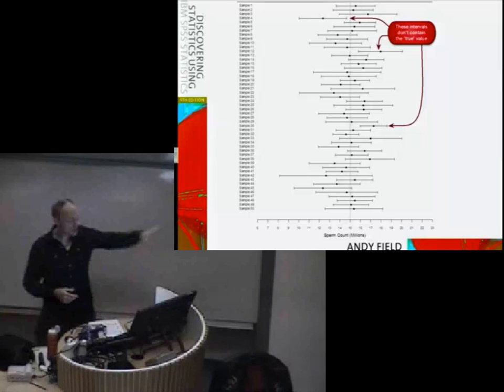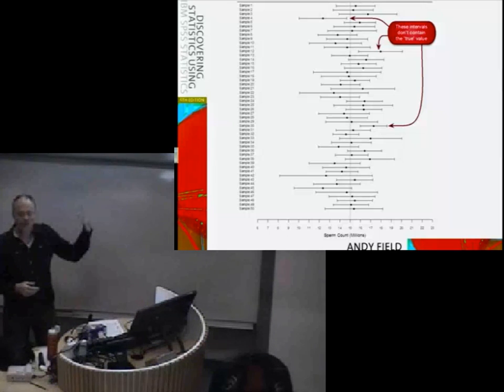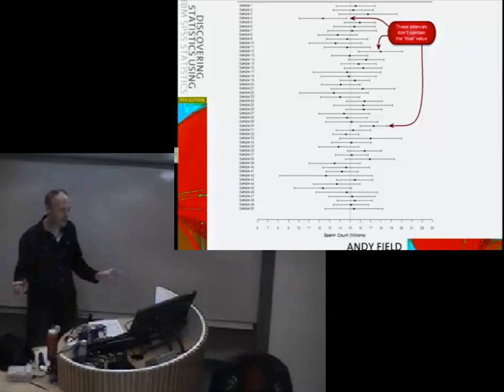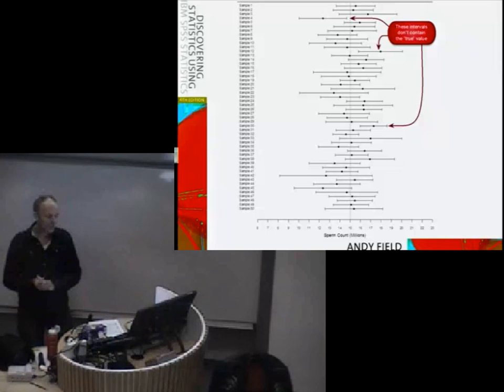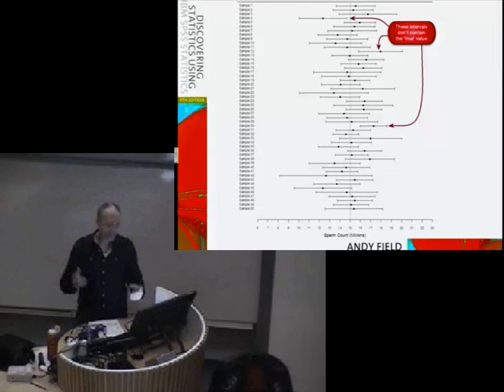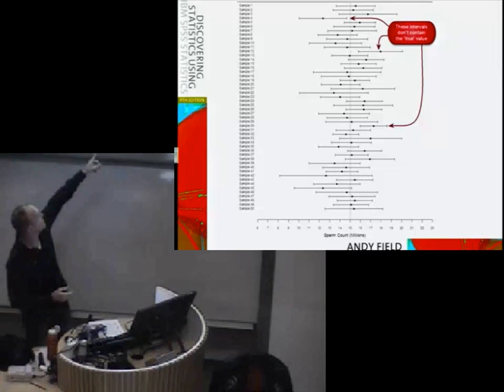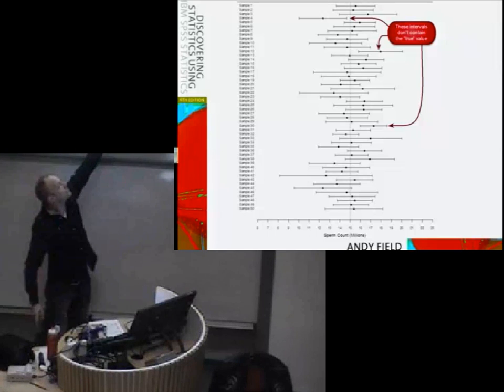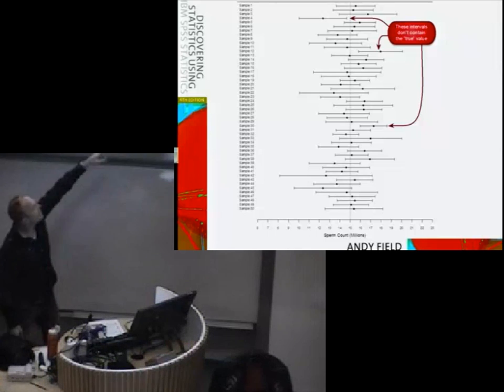So what this illustrates is 50 different experiments. Imagine you did 50 experiments. In each experiment, you calculated the average amount of sperm and a confidence interval around it. Then basically 95% of those intervals will contain the true value. So the true value, which you'd never have access to, is the dotted line going down the middle. So this is the value you're trying to get.